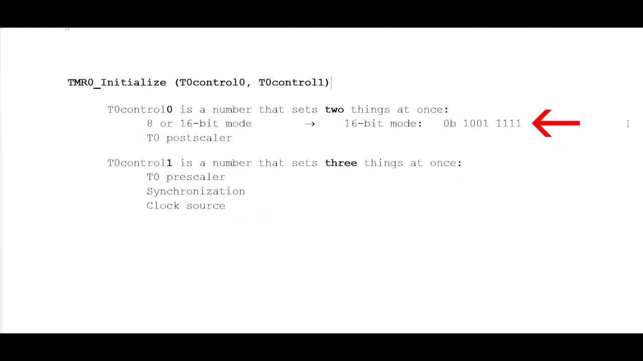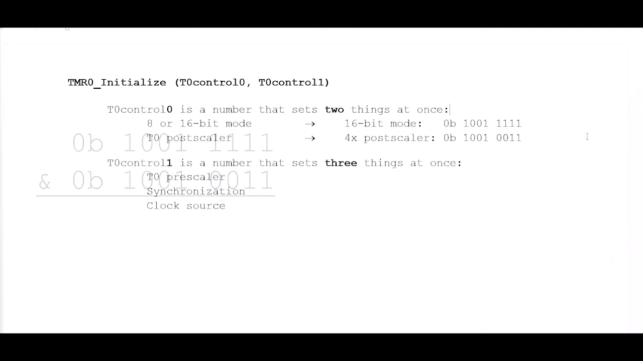Say, for example, that you wanted to set the timer to be a 16-bit mode timer. So there's a value associated with it. This is that number in binary. Likewise, if you want to define your post-scalar to be a 4 times post-scalar, again, there's a number that's associated with it. Now the t0 control 0 variable is going to be these two numbers ANDed together.